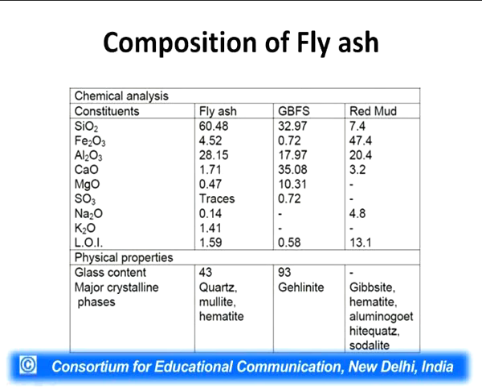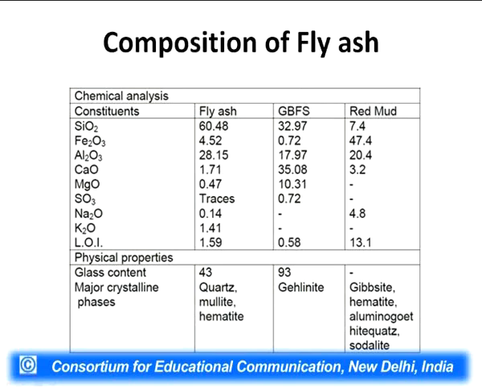They are magnesium oxide, oxides of sulfur, sodium oxide, potassium oxide, and again the loss of ignition. Here sodium oxide, potassium oxide and loss of ignition are usually not in very significant amounts. They are either around 1% or less than 1%.